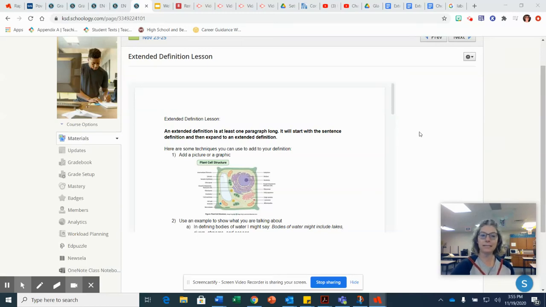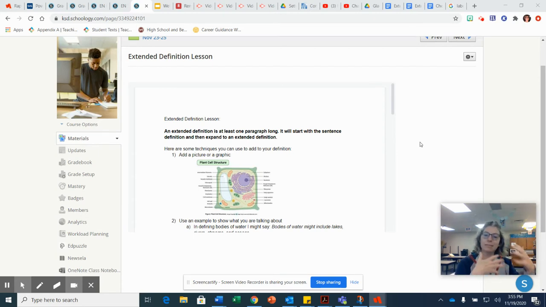Okay, so this is a lesson about extended definitions. This is a neat thing to be able to do. You can use it in a lot of different ways in your life. And as a technical writer, someone who would be writing instructions or explanations, you need to be able to do an extended definition. So what it is, it's a definition that's like a paragraph long.